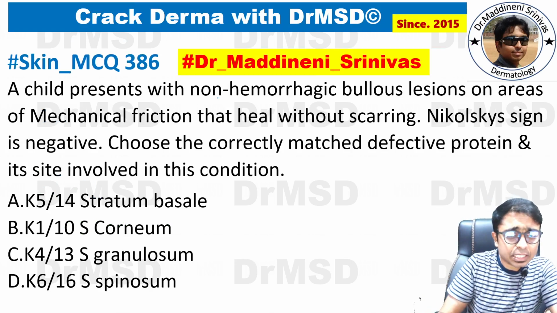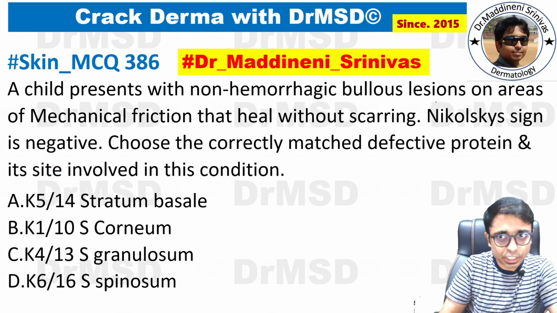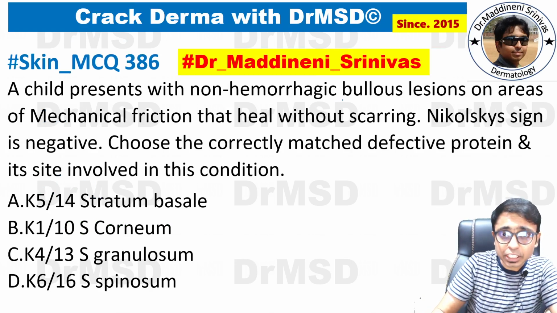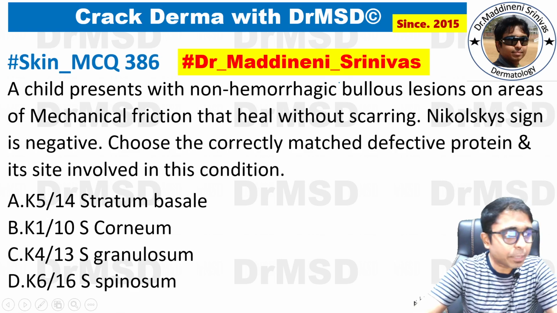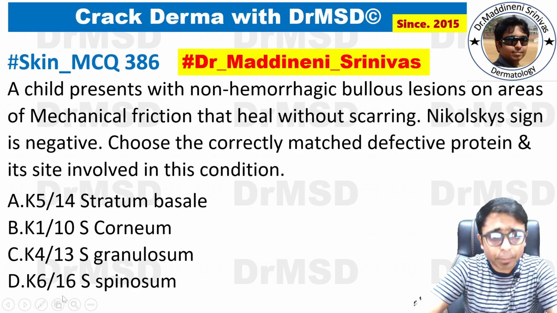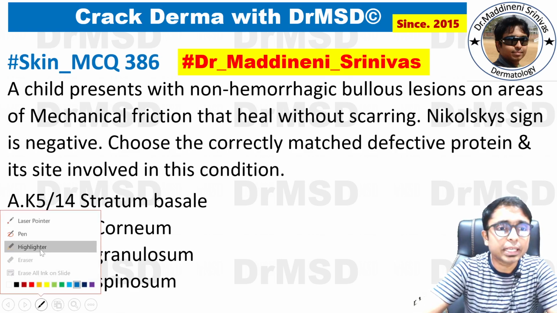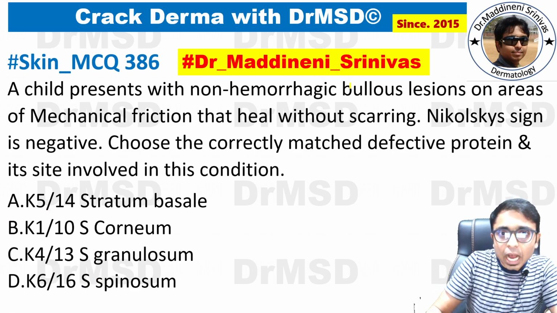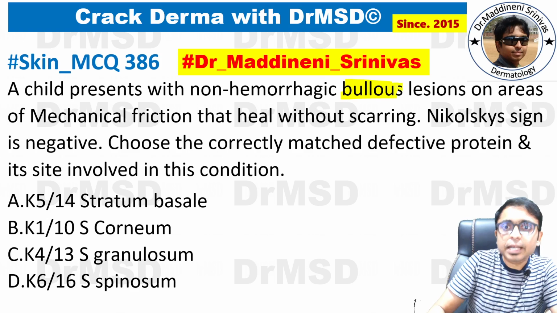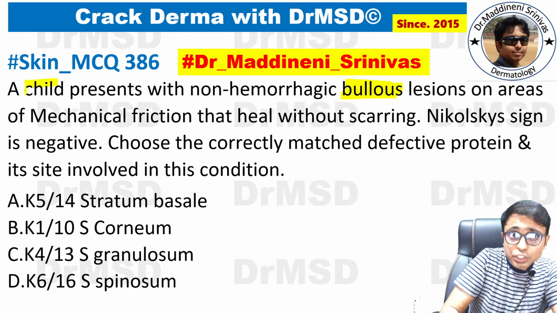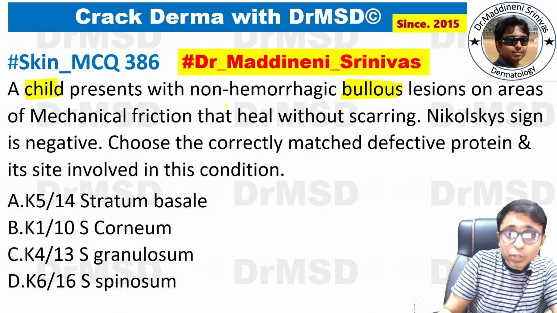Question: a child presents with non-hemorrhagic bullous lesions on areas of mechanical friction. So I will try to highlight all the important clues mentioned in this question. If you look at the clues, there are bullous lesions, and the age of the patient, you can see, is a child. And where are those bullous lesions developing?